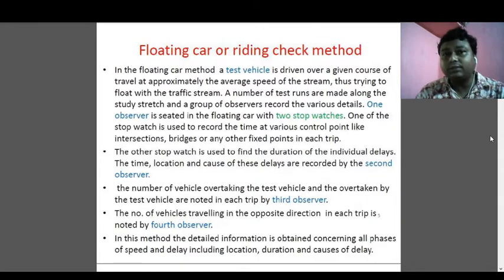The responsibility of the first surveyor is to hold two stopwatches in two hands. What is the purpose of holding these two stopwatches? One stopwatch is used to record the time at various control points like intersections, bridges, and any other fixed point. Suppose we started our survey at 10 a.m., and at the first intersection we reached at 10:03 a.m. We have to note that time. It means we required 3 minutes to reach intersection 1. This is the work of the first stopwatch.